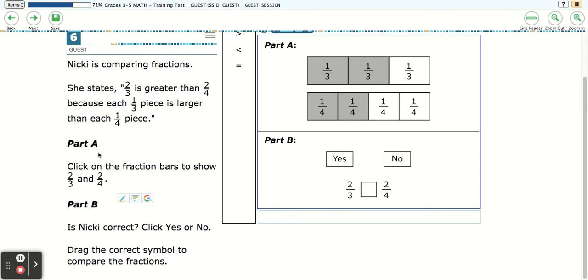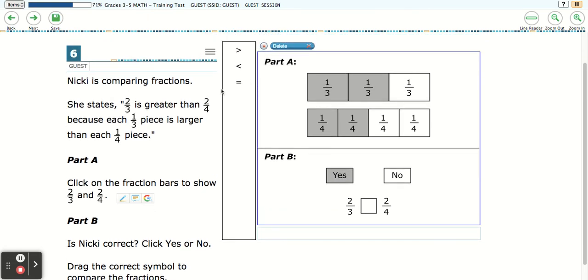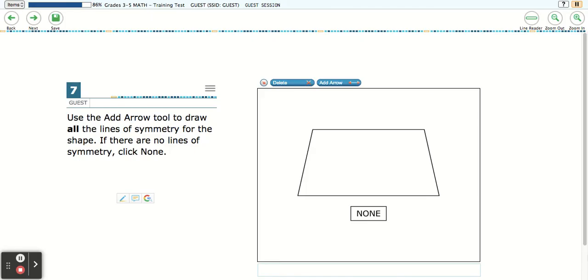Nikki said 2/3 is greater than 2/4. I'm looking. Is 2/3 greater than 2/4? She is right. And now, this is why I said, 3rd graders, that you need to know which symbol is which. Which one is the greater than symbol? It's this one. 2/3 is greater than 2/4. I click the next button.